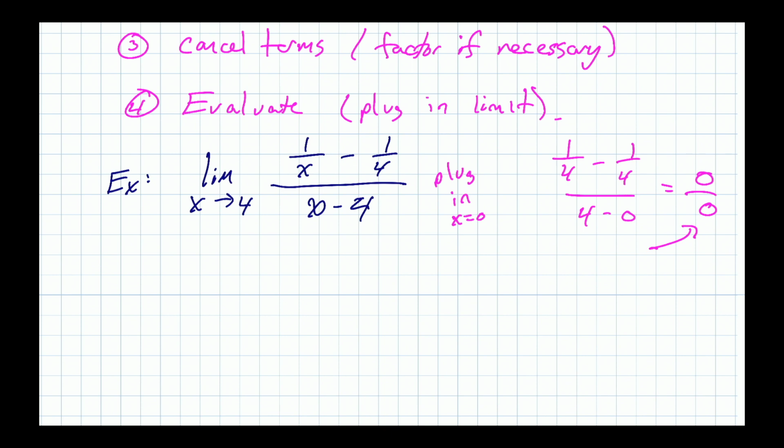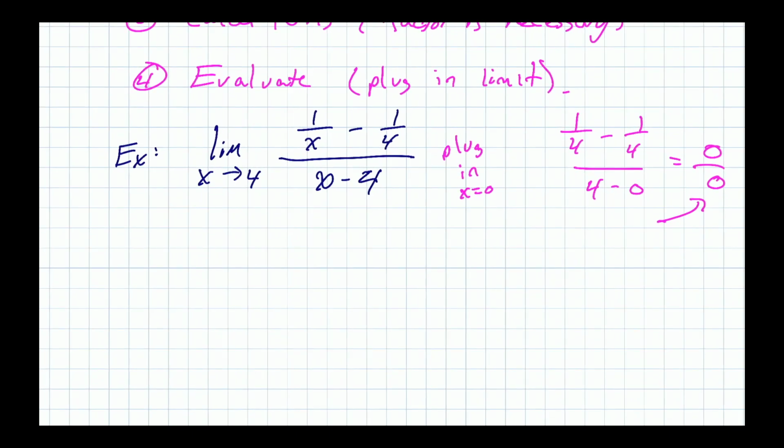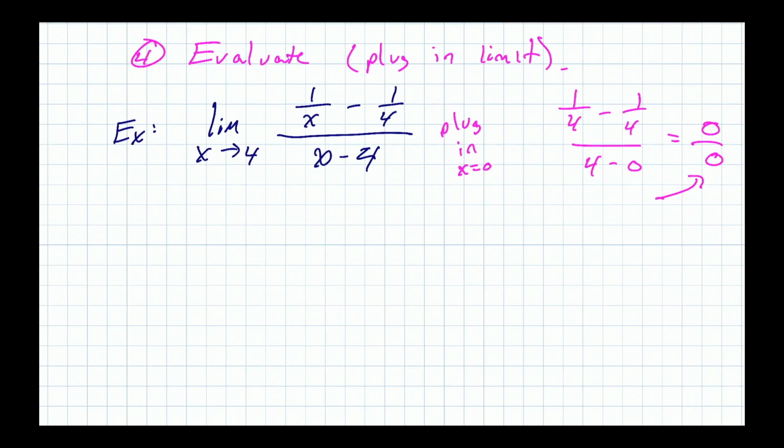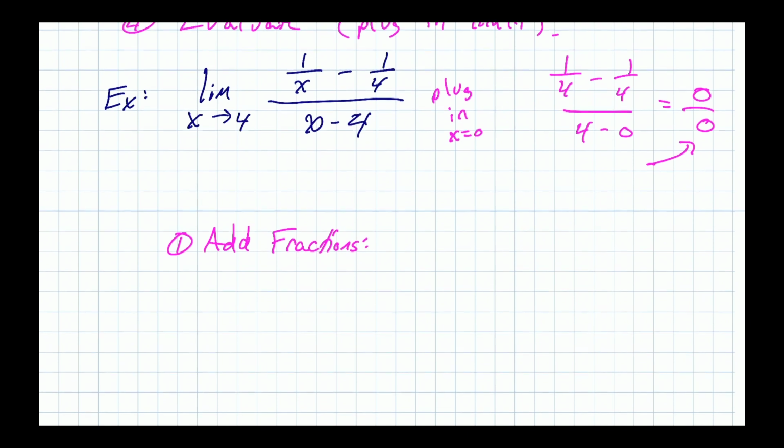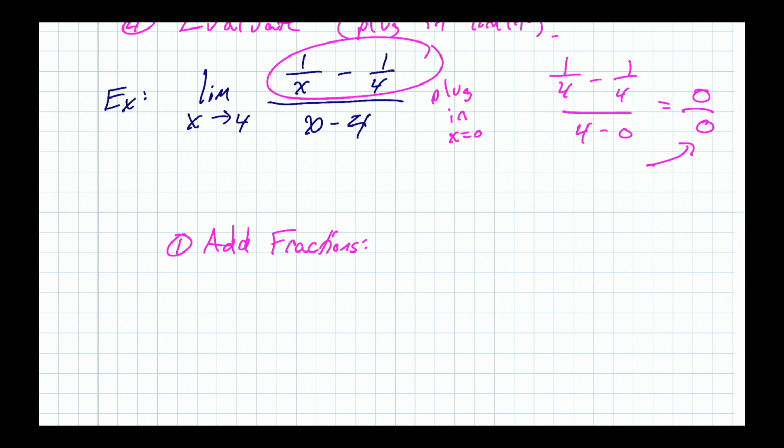Okay? So just like all of these, you get 0 over 0. If you don't get 0 over 0, like if you plugged in x equals 4 and you just got a number, then you're done with the problem, and that number is your answer, okay? So there we go. What do we want to do? Add the fractions, right? That's our first step.